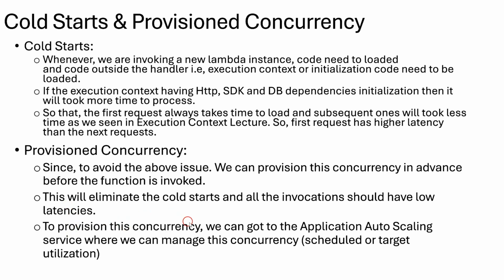To provision this concurrency, we can go to the application auto scaling service, where we can manage it. It may be scheduled or target utilization. You can use the application auto scaling service to provision your concurrency. Why use provisioned concurrency? To eliminate the cold start. What is cold start? The first invocation of any Lambda takes time, maybe for initialization or loading the code. To eliminate that, you can use provisioned concurrency so that you can achieve better performance.